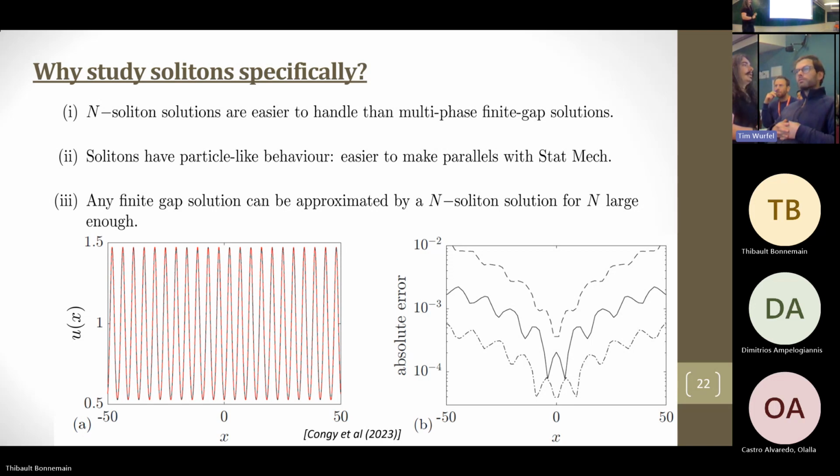And in fact, there are also some recent rigorous results by Bob Jenkins on the convergence of N-soliton solutions towards finite gap solutions. Unfortunately, it's not published yet, but I talked with Bob last week. He told me that he expects to finish the paper and put it on arXiv by the end of January. So I don't cite it because there's nothing to cite yet.